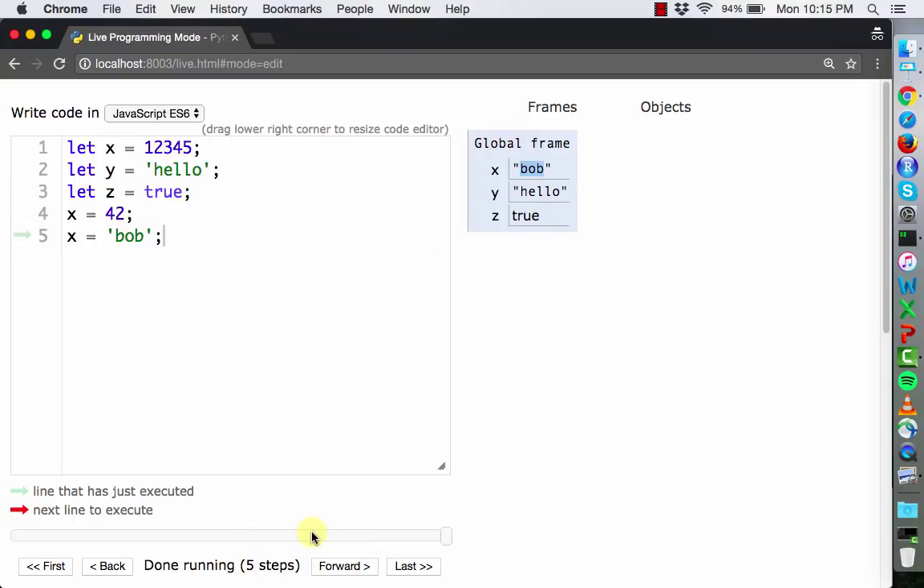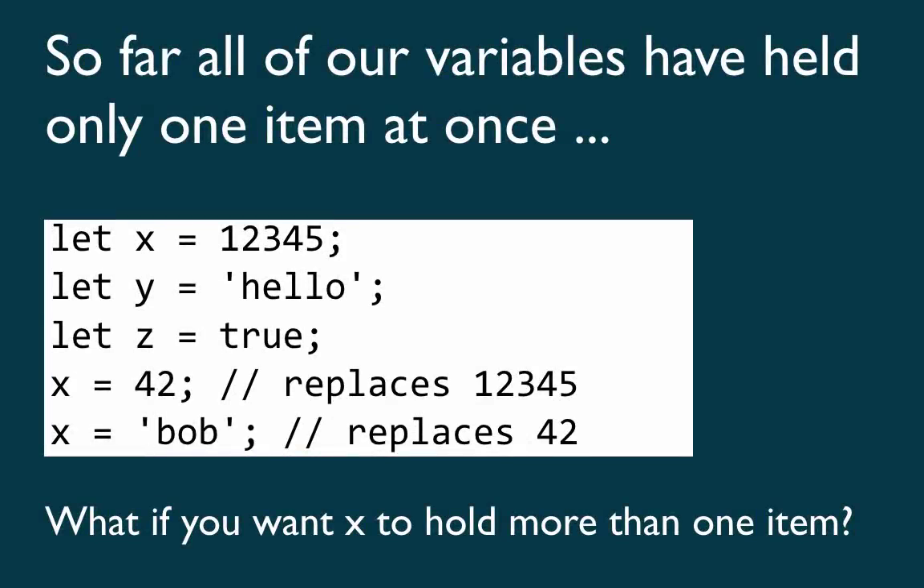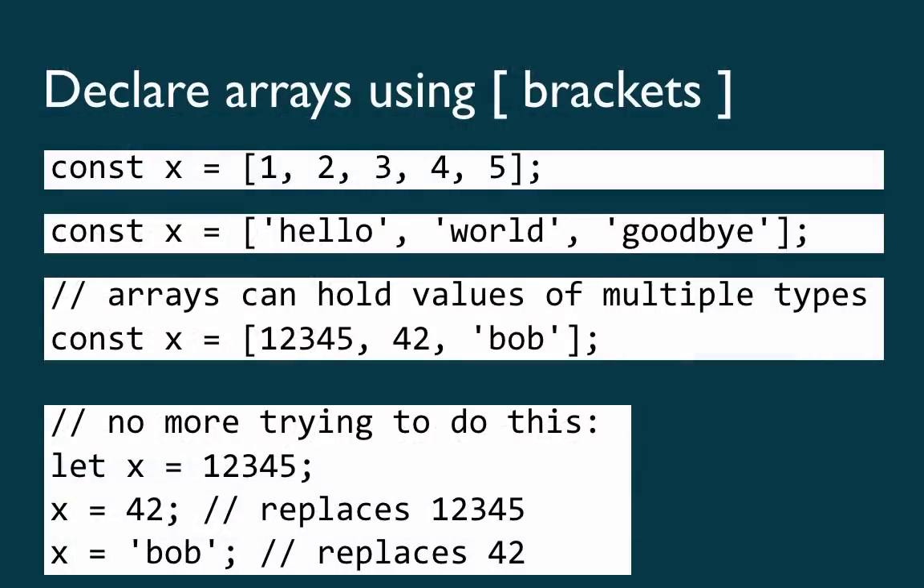So this seems like a fairly obvious point, but what's illustrated here is that x can only hold one thing at once, right? It can either be 1, 2, 3, 4, 5, or 42, or Bob. It can't be all three at once. And while that's fine for simple programs, you might want a variable to hold on to multiple things at once. And you can't do that with the primitive types, the numbers and strings and booleans and so forth. You just can't do it. So in order to do that, we're going to use what's called compound types.